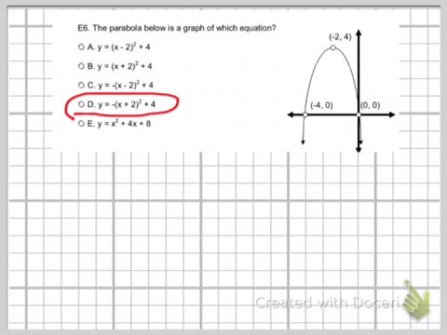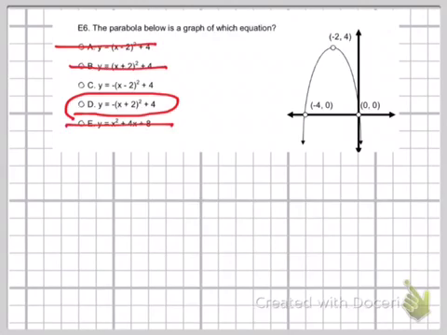Number 6, the parabola below is the graph of which equation? Now notice that the parabola is an upside down U, so you know it needs to lead off with a negative, so that would eliminate choice A, choice B, and choice E. So you just need to choose between choice C and choice D.